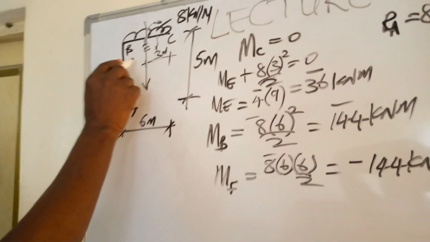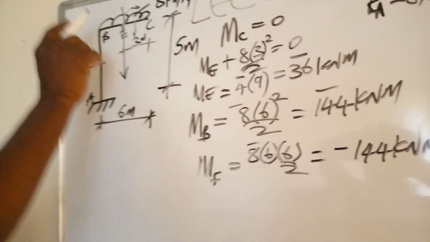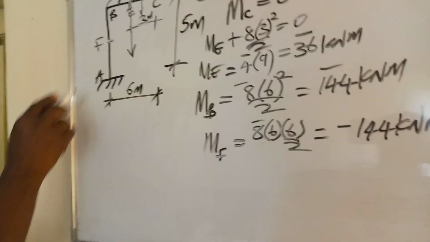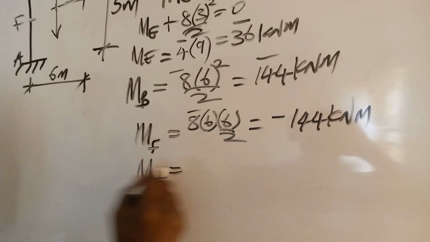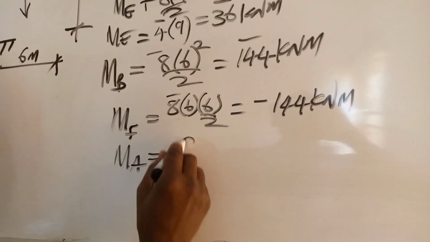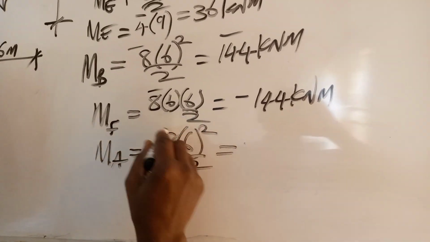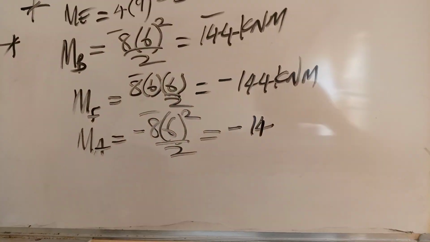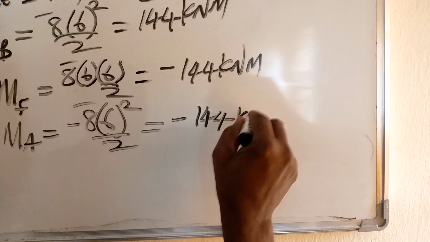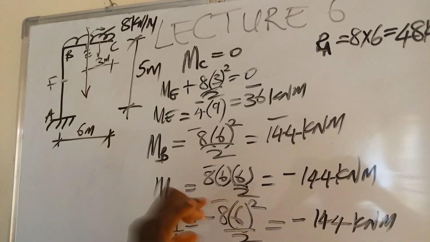The distance that is perpendicular to the load is BE or EC or BC. Those are the ones that are perpendicular. So the moment at A, M at A, is equal to the same thing: 8 times 6 squared over 2, which is minus 144 kilonewton meter, because along BA is not perpendicular.